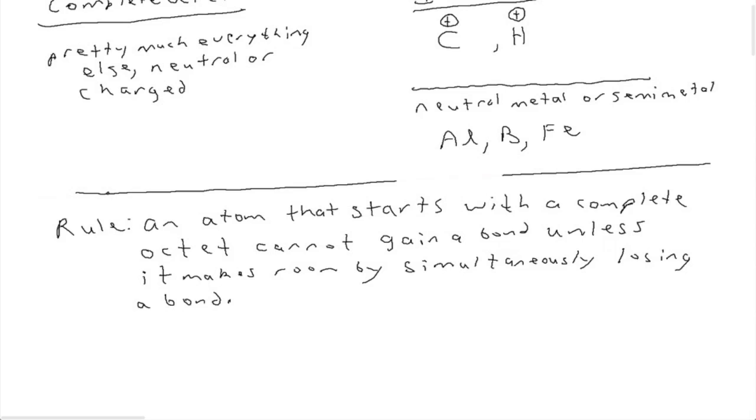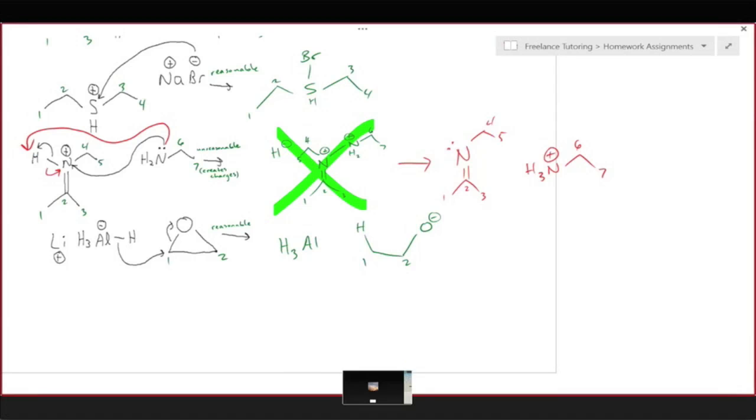All right, so let me take another look at your screen. Let's look at this example at the top of the screen here. Did the sulfur start with a complete octet? Yes. How do we know? Well, just because it's not a carbon or a hydrogen with a positive charge. We know that pretty much everything else starts with a complete octet.